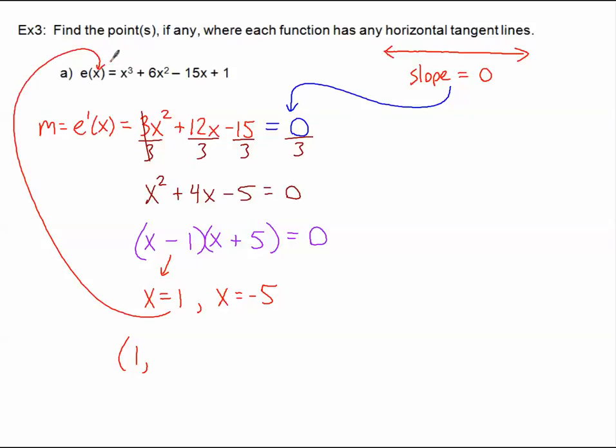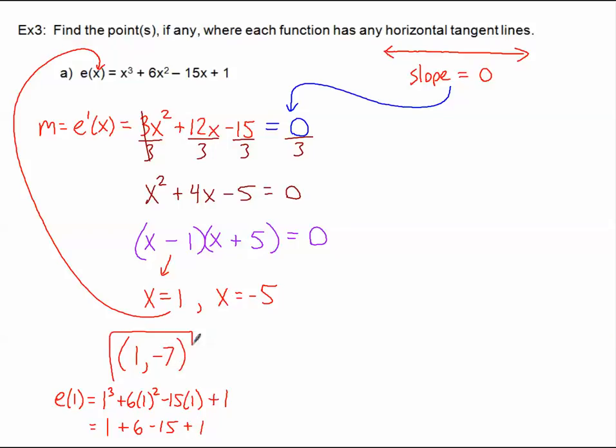So I'm going to do e of 1. e of 1 is equal to 1 cubed plus 6 times 1 squared minus 15 times 1 plus 1. So this is equal to 1 plus 1 squared is 1 times 6 is 6 minus 15 plus 1. 1 plus 6 is 7. 7 minus 15 is negative 8. Negative 8 plus 1 is negative 7. So this is 1 point.